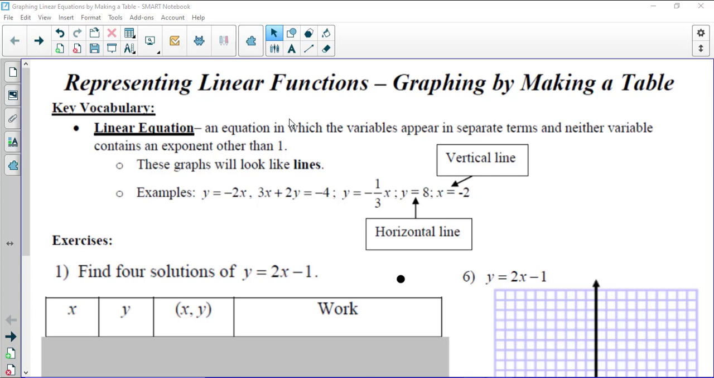And then y equals 8 is a horizontal line. There's no x in the equation, but it will happen to be a horizontal line going left to right. And x equals negative 2, there's no y in that equation. That will actually be a vertical line. So let's take a look at our first example.